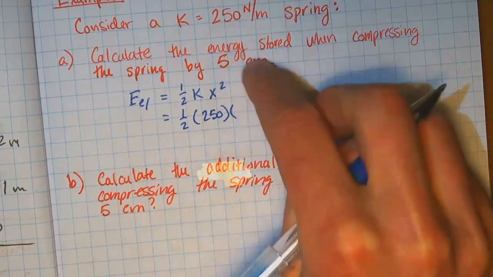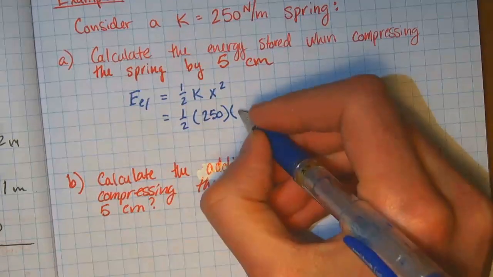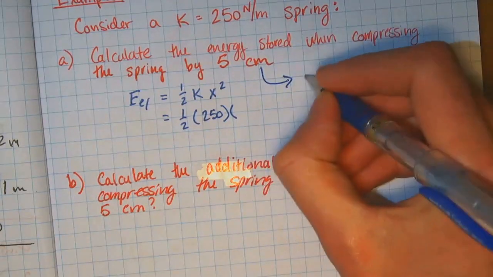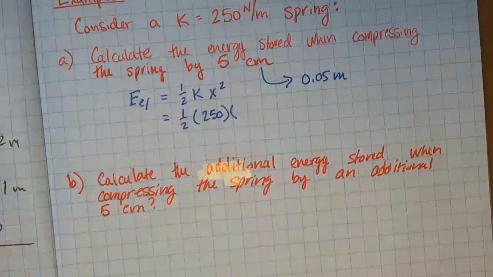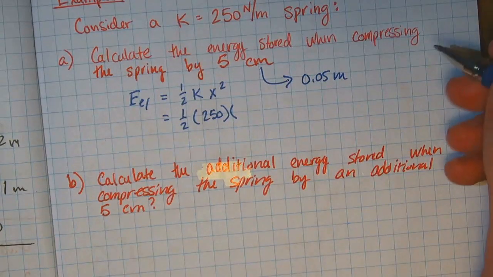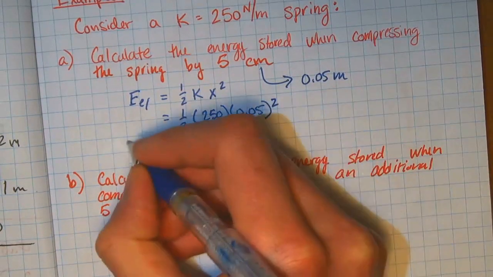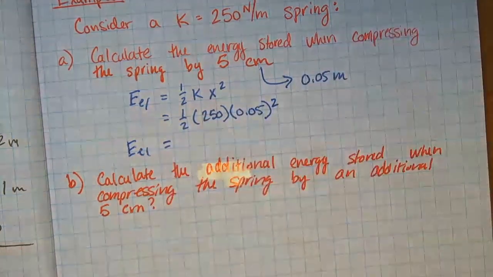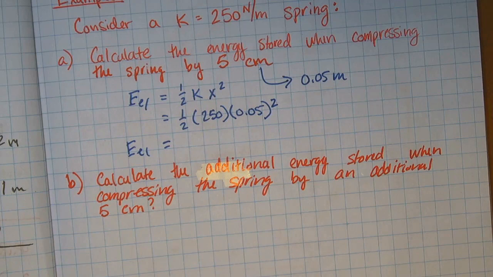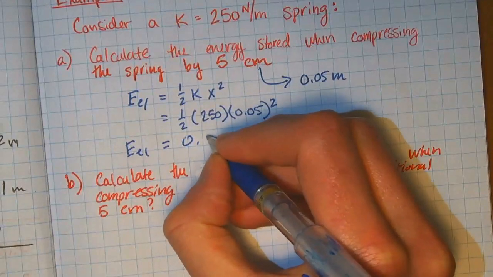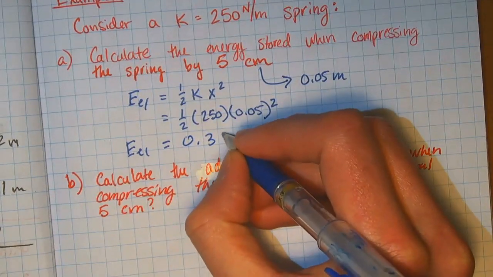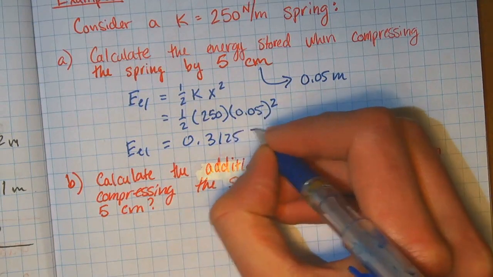And then the thing is, x does need to be in meters, so I got to change that to 0.05 meters. You got to divide by 100 because there are 100 centimeters in a meter. And that is going to give you, a second here, 0.5 times 250 times 0.05 squared, which is going to give you 0.3.